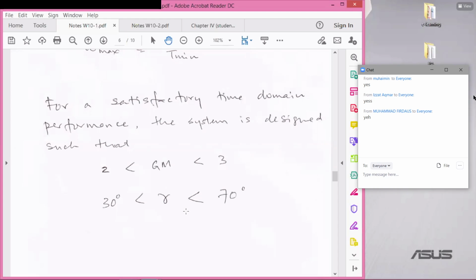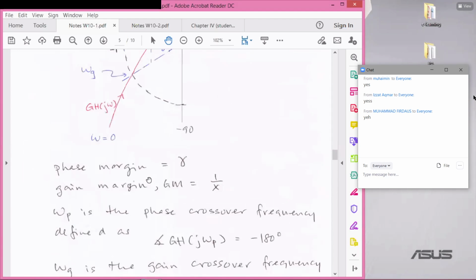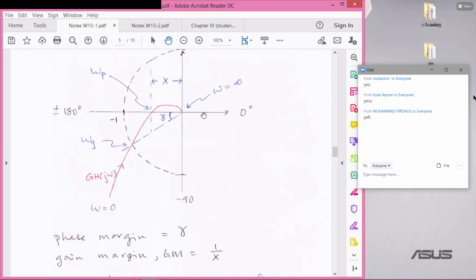You want the response to be fast enough. Therefore, you don't want to exceed 70 degrees for your phase margin. You don't want your gain margin to exceed 3. But this is just a guideline. You want to fall somewhere in the Goldilocks zone, not too hot, not too cool, just the right temperature. All right, so there's a story behind the Nyquist diagram.